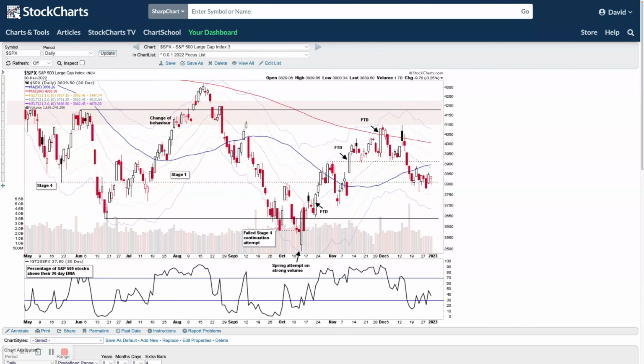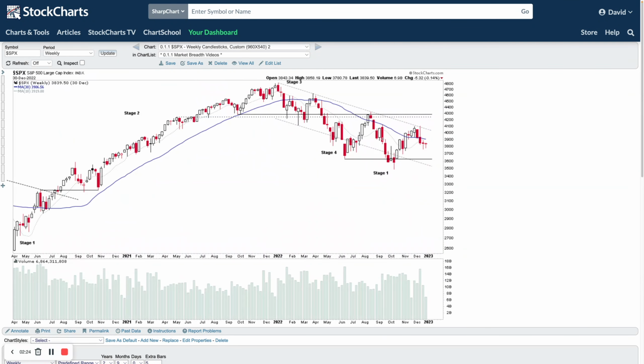But we did get a change of behavior with that August rally, where it started to show some stage one characteristics, as this rally attempt here from June through to mid-August. It's obviously the strongest rally attempt it had. If we look at it on the weekly chart here, you can see what I'm talking about. See the downtrend channel that it's been in for the entire of 2022.